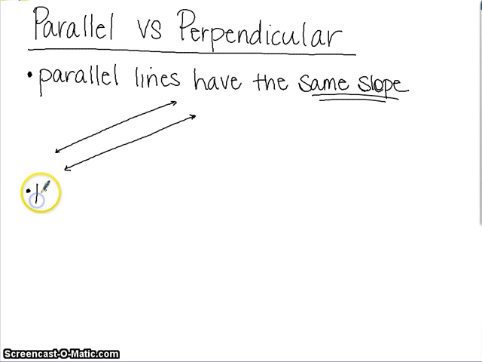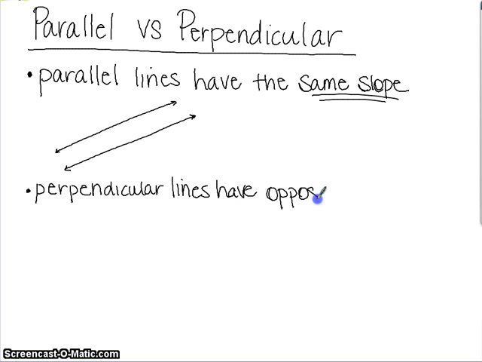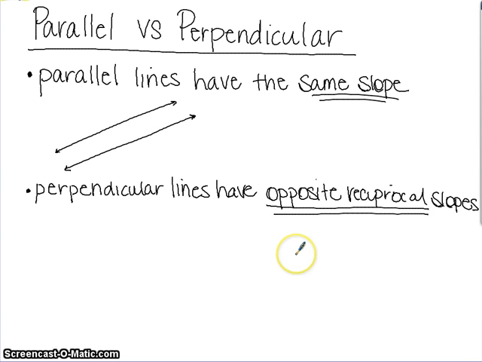So it kind of makes sense that parallel lines have the same slope. How about perpendicular? Perpendicular lines have opposite reciprocal slopes. Okay, so opposite reciprocal. So opposite referring to positive or negative. Reciprocal means, well, you flip the fraction, right?